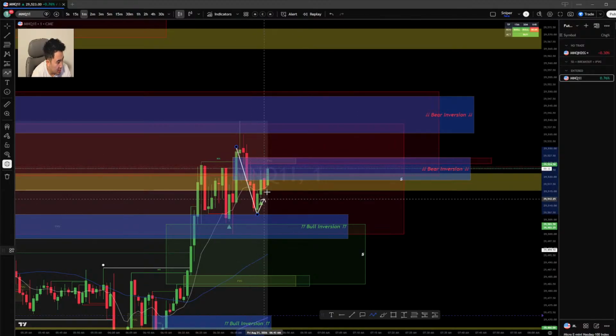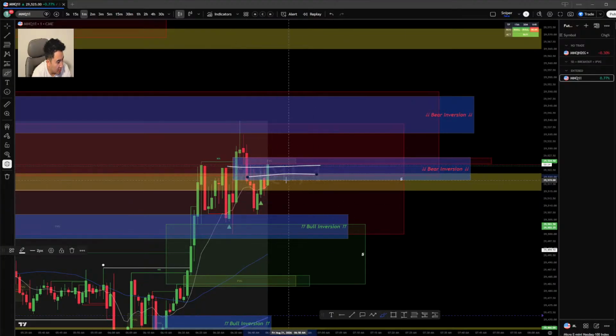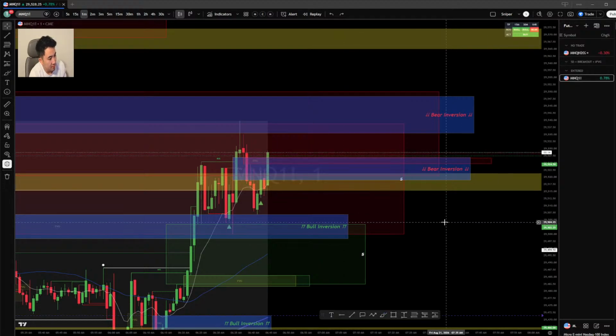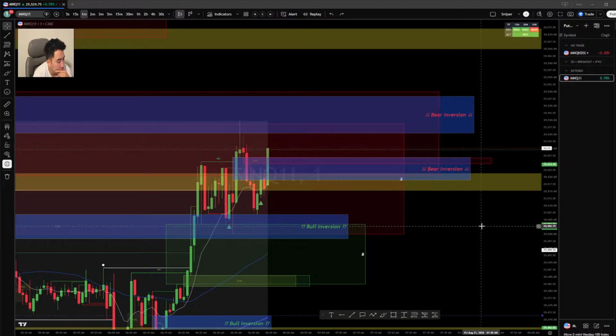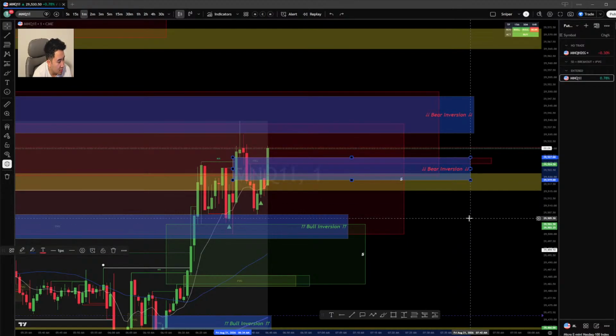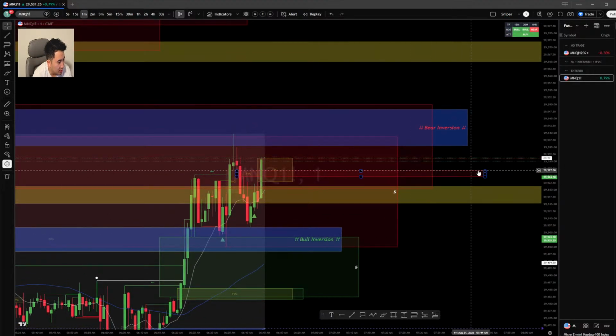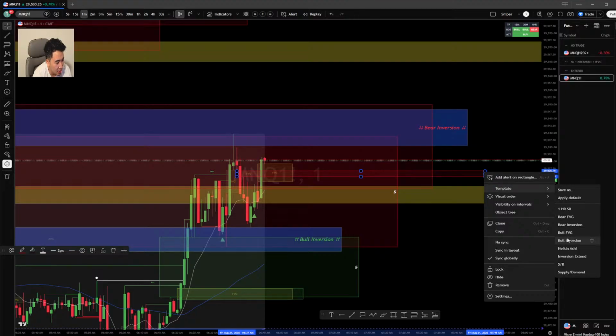The price came back down, retested this, and then came back up, retest this area. Let's see what happens here. This bearish inversion zone is probably going to get deleted. This candle closed over it. This becomes a bullish inversion here.